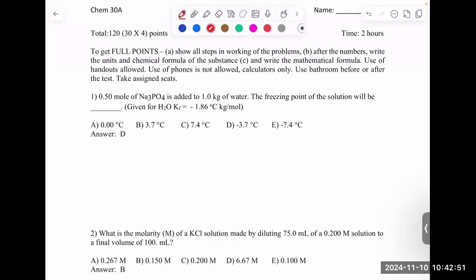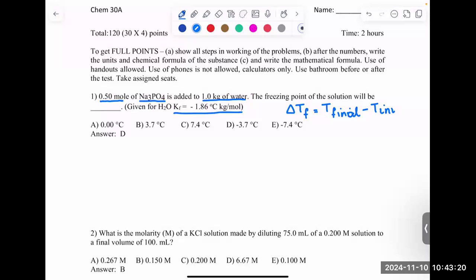So here, let me do it in blue. Here you are given the moles, you are given a formula, you are given the kilograms of water, the freezing point of the solution will be, and you're given the Kf value. So here you are going to use the delta Tf. This is the change in the freezing point. So this is T final minus T initial.